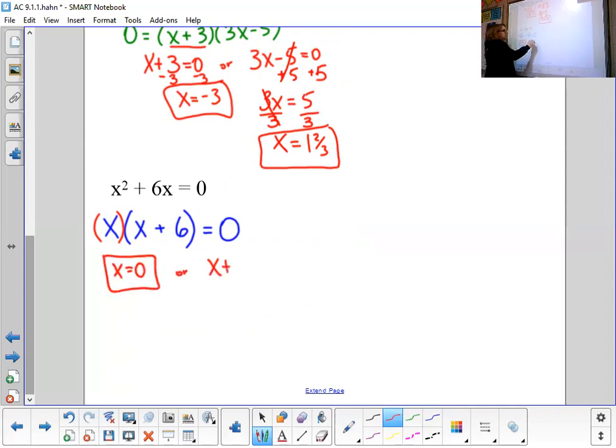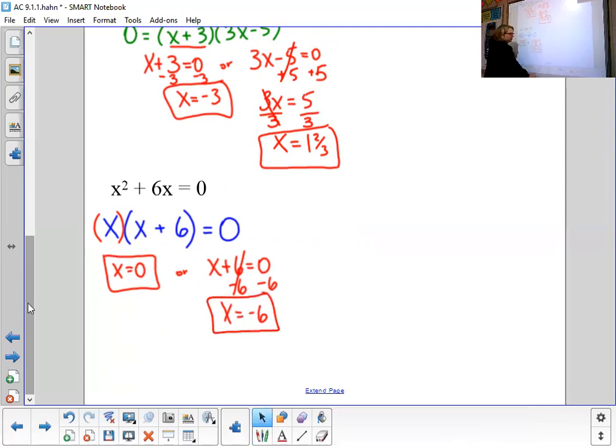Or x plus 6 could equal 0. And if x plus 6 equals 0, I have to subtract 6. And then my two answers will be x equals 0 and x equals -6. Almost all the time when you're solving quadratics, you'll get two answers. Not every time, but most of the time you'll have two answers. Any questions?